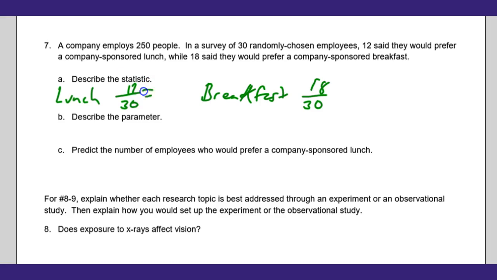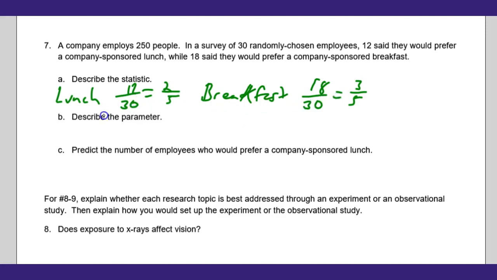And then both of these we can reduce. 12 out of 30, we can divide both of these by 6. So 12 divided by 6 is 2, and 30 divided by 6 is 5. And this one right here, 18, you can divide both of those by 6, and you're going to have 3 over 5. So I just reduced them. I'm sure we're going to need that in a second.